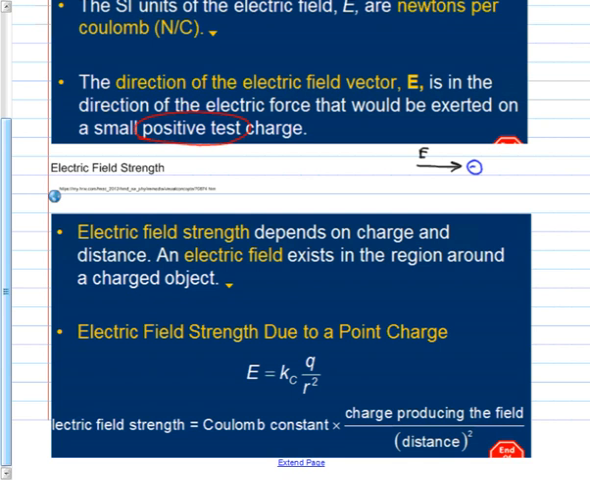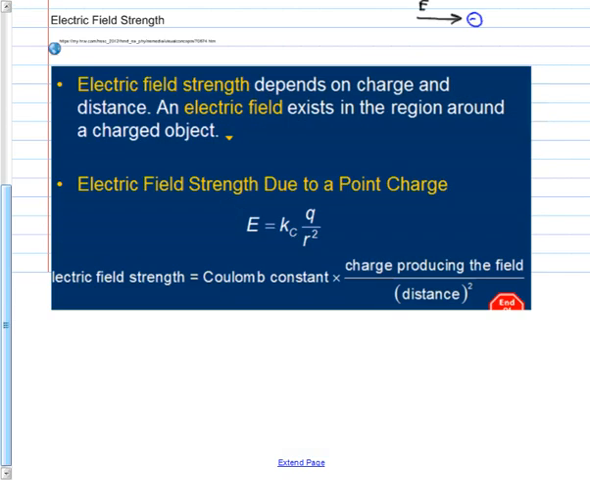So electric field exists in a region around a charged object, and the strength due to that point charge, here's our first formula for today. So there's Coulomb's constant again. The test charge, that's what Q is, whatever you're using. So whatever charge that happens to be divided by the distance away squared.